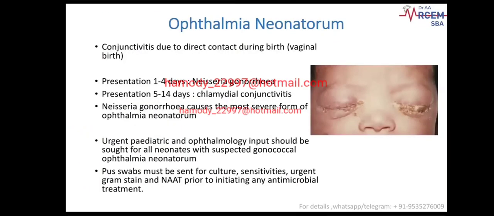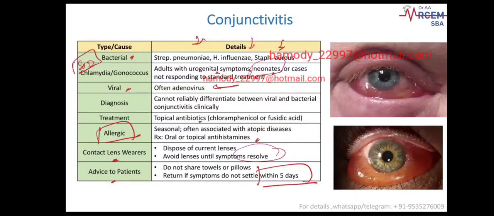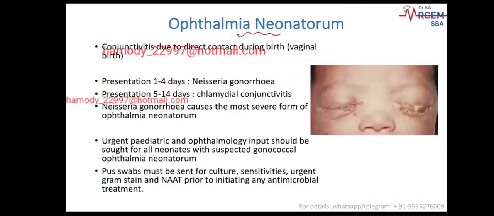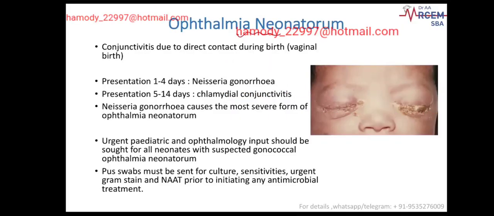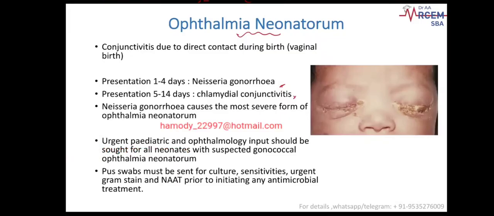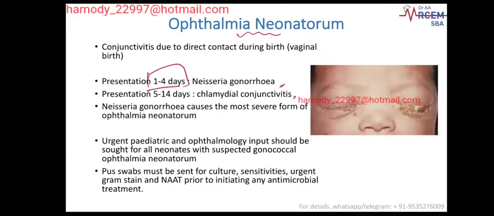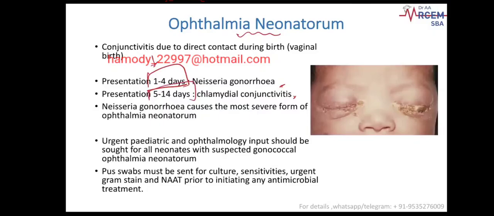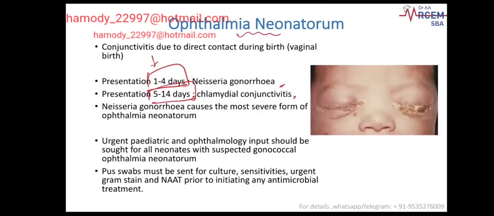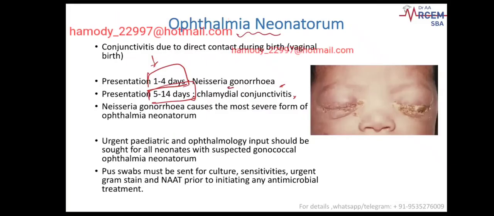Ophthalmia neonatorum. As I told you, STDs can be present in the neonate. This is known as ophthalmia neonatorum. This occurs when they come in direct contact during birth. Whenever there is a vaginal birth and they come in direct contact, it can result in Neisseria gonococcal infection or chlamydial conjunctivitis. Neisseria gonorrhoeae is the bacteria you suspect if they present within 1 to 4 days of life. After 4 days, that is from 5 to 14 days, think of chlamydial conjunctivitis.